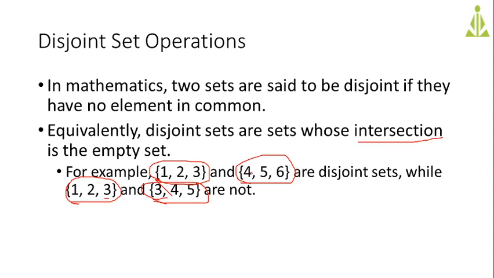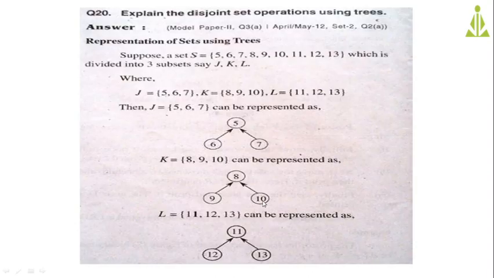Here we don't have a common element because 1 2 3 4 5 6, and here 1 2 3 and 3 4 5. So 3 is common in both the sets. So this is not a disjoint set. The first one is a disjoint set. Okay, fine. So here we will see a simple example.